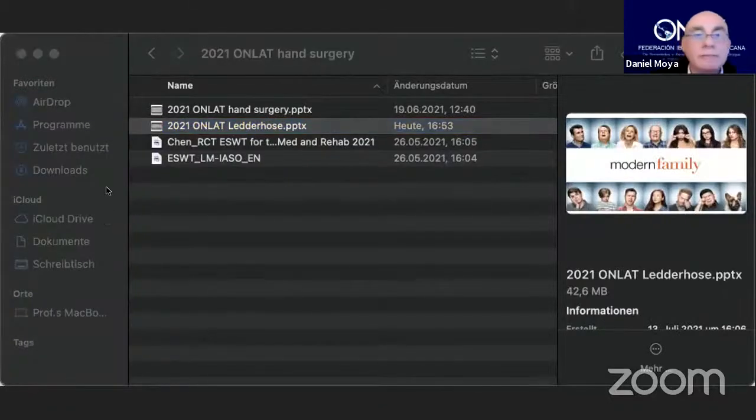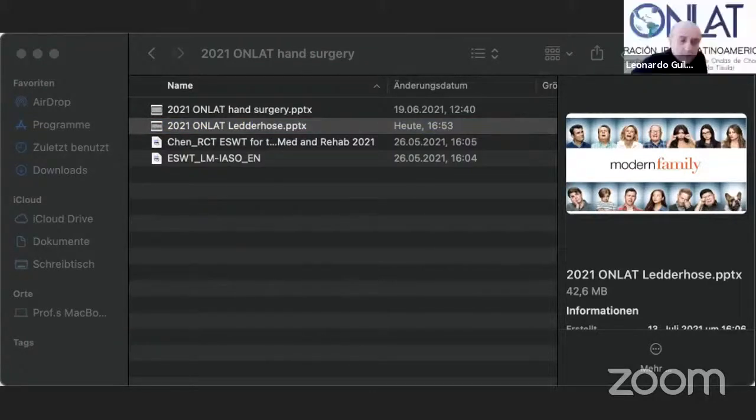Leonardo, you are muted. Now, Carsten is preparing his presentation. Thank you, Dr. Moya. Yes, we are going to make some changes because we are going to make the discussion between us, because we don't have the possibility to have questions in the chat because the platform doesn't permit this. So first, I'm going to present Dr. Carsten Nockblock from Germany.